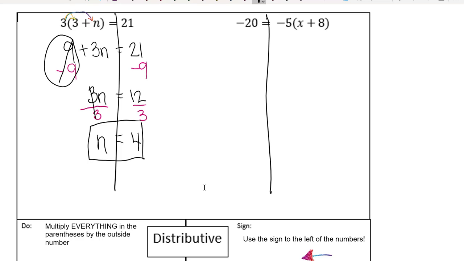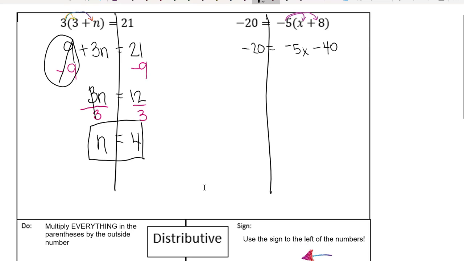Next, negative 20 equals negative 5, parentheses, x plus 8, close your parentheses. Can't do anything with negative 20 just yet. Negative 5 times x and negative 5 times positive 8. So negative 20, negative 5 times x is negative 5x, and negative 5 times 8 is negative 40. So you can write that as plus a negative 40 or subtract a 40. Both are the same thing.